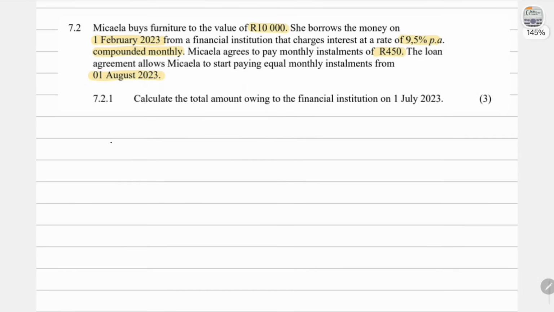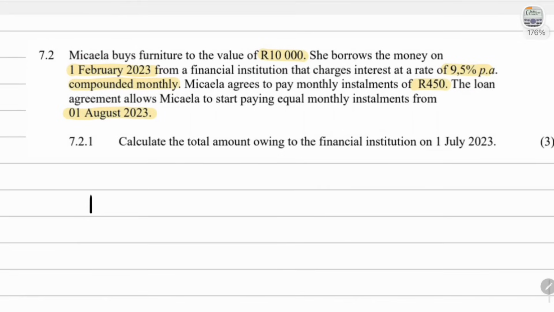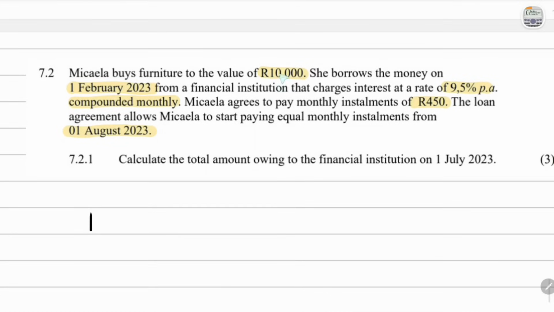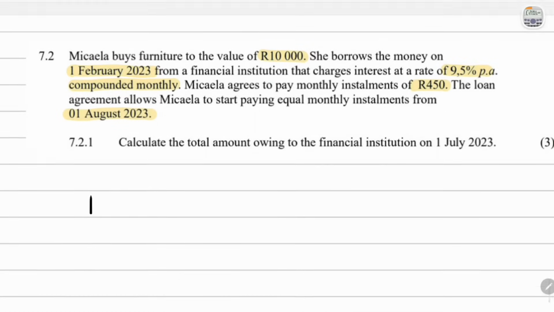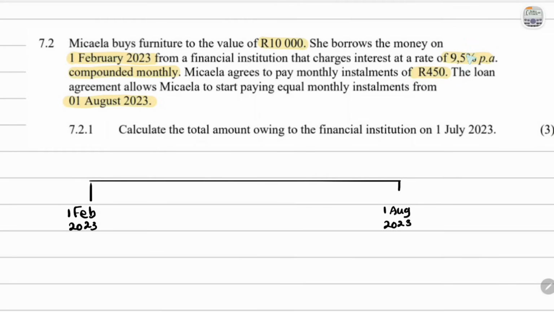Okay, so let's just look at this as a timeline. So first, Michaela gets a loan. She wants to buy furniture worth 10,000. So that is the full amount that she's going to borrow. Okay, so she takes out a loan on that amount on the 1st of February 2023. And then they're telling us that she's going to start paying for this on the 1st of August 2023. Okay, they also give us the interest and the amount that she's paying every month.